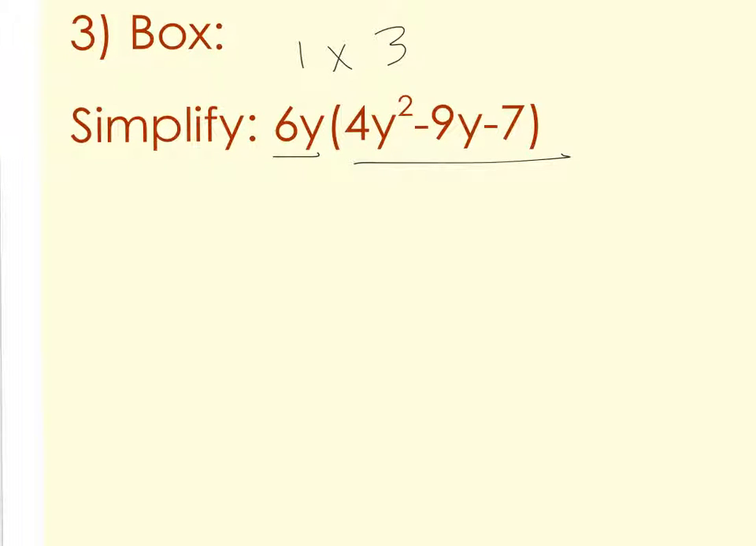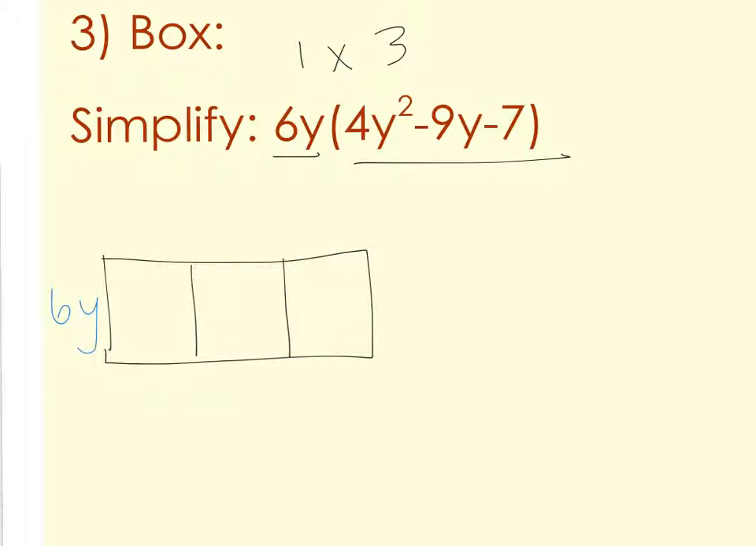And again, the 3 came from the 4y squared minus 9y minus 7. That is a trinomial because it has three terms. So I'm going to draw my box, and I can draw this vertically or horizontally, and I'll show both methods. So it's going to be a dimension of 1 by 3. And then on this one side here, I'm going to list 6y, my monomial, because that's the dimension of 1. And then above, my trinomial, which was 4y squared minus 9y minus 7.